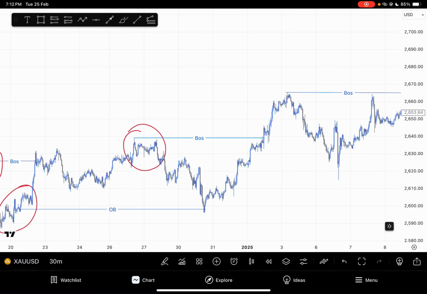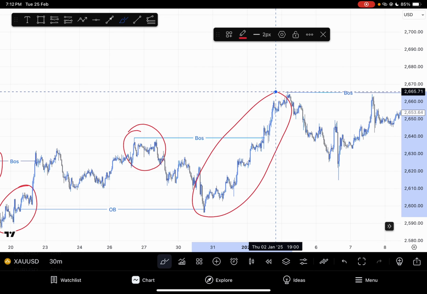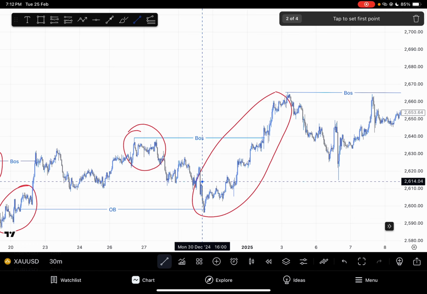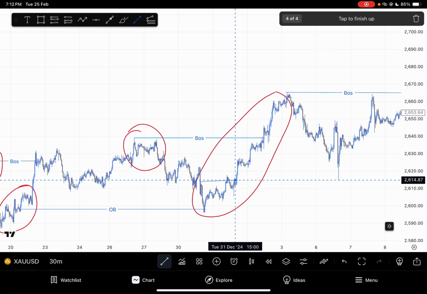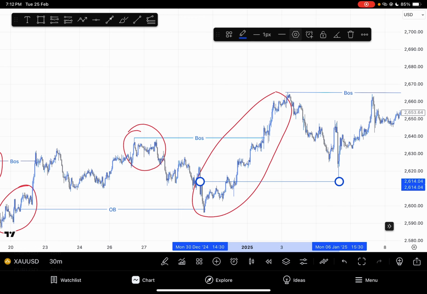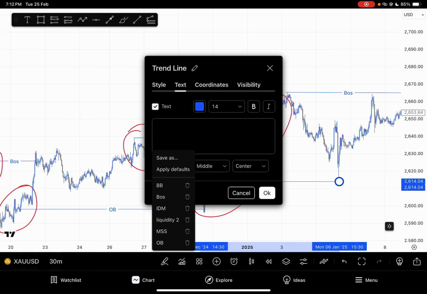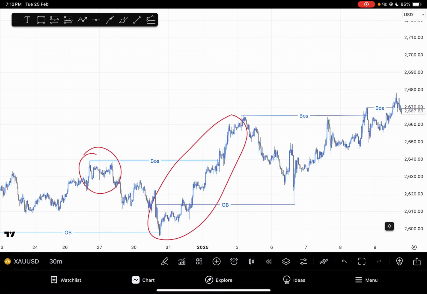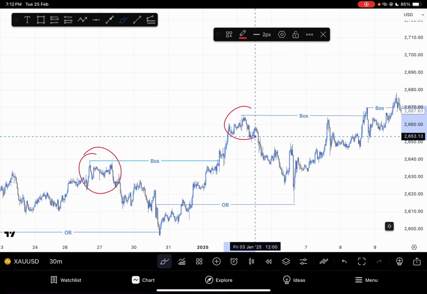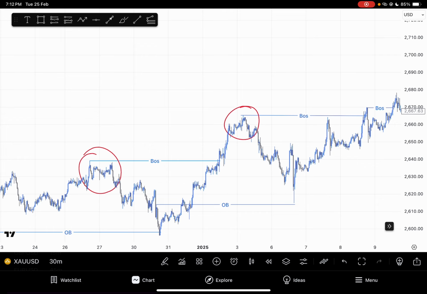So after the break of structure, what next? You should look for another order block or breaker block around this region here. So now, if you should trace it back on the lower time frame, you will see this order block around this region here. So if you should trace it back, you see price use the order block, then push to the upside again, breaking above this previous high, creating another break of structure.